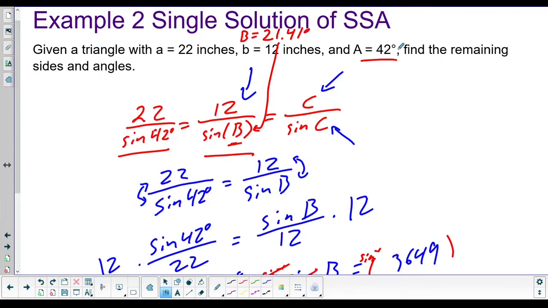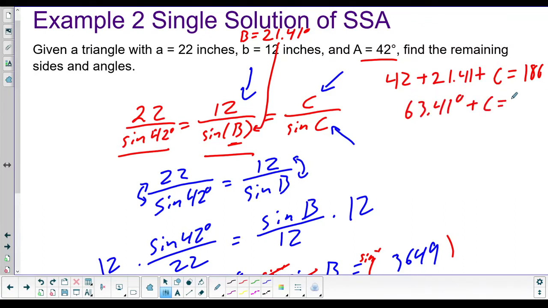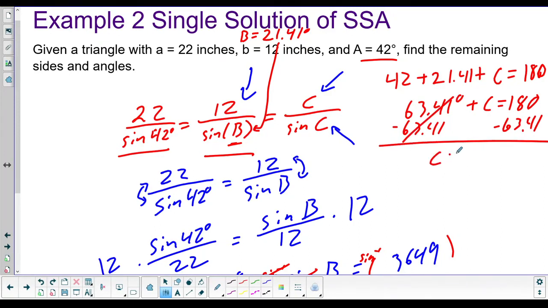So we have angle A is 42 plus angle B is 21.41 plus angle C equals 180. So these two added together are 63.41 degrees plus C equals 180. Sorry, this should look like a 0, not a 6. Then we just subtract our 63.41 on both sides. And then we get that C equals, sorry, I just want to check my notes so that I don't tell you the wrong thing, 116.59 degrees. Okay, so here is our missing angle.